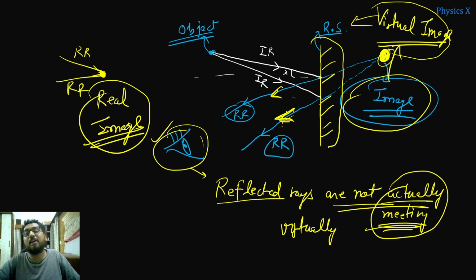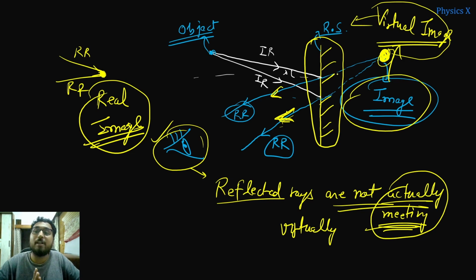So you can see that I took an example of a plane mirror. So always in the case of a plane mirror, what will be happening? These reflected rays will not be meeting on the real side of the world. They will be meeting on the back side.